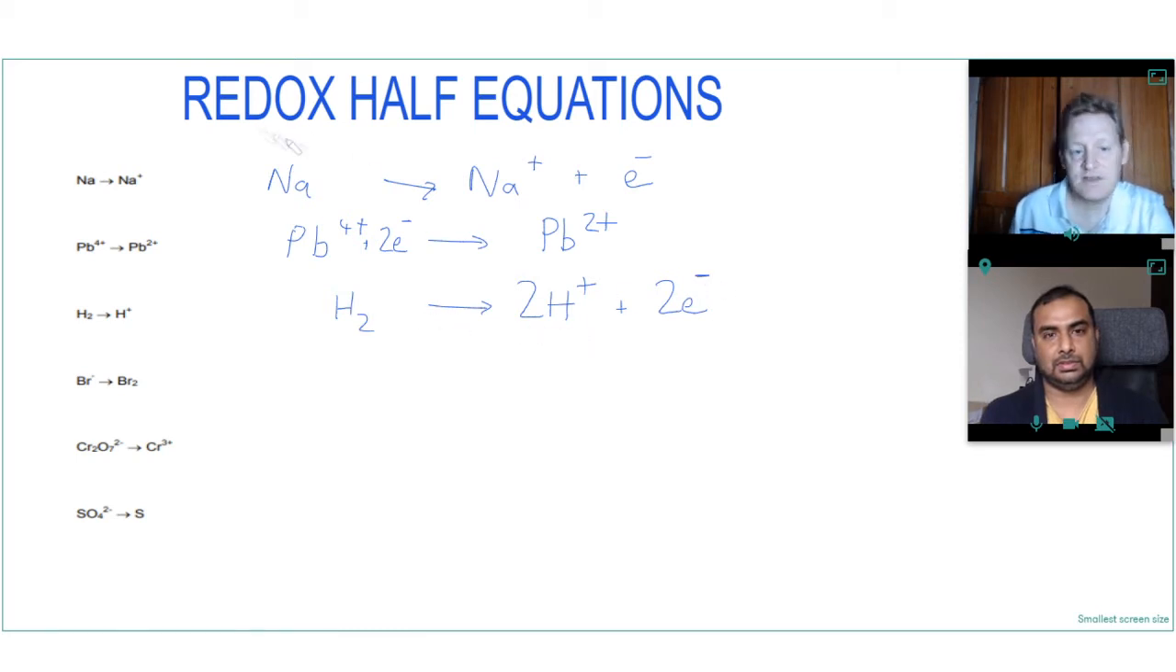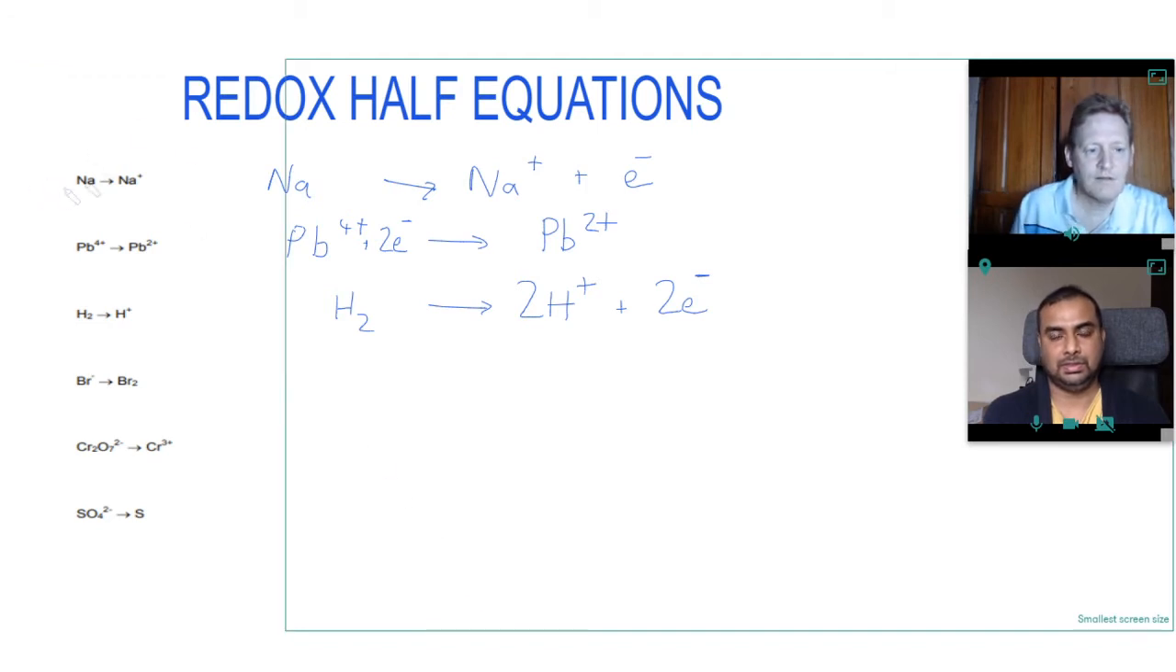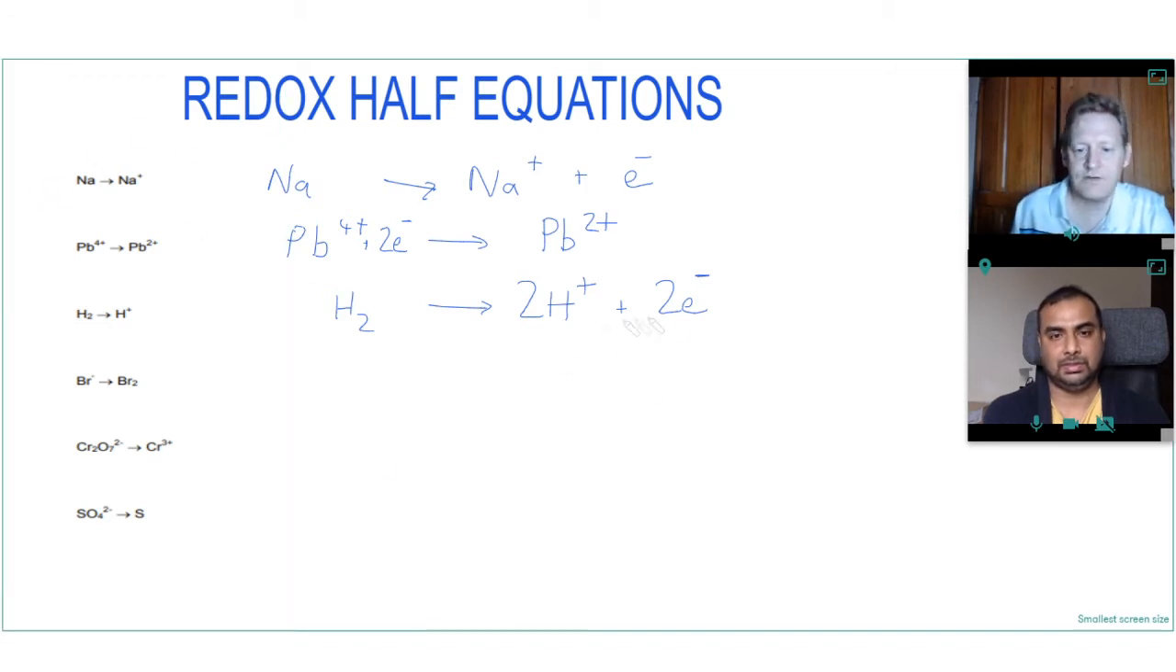Because this is redox, this is oxidation and reduction. So has the hydrogen here been oxidized or reduced? Reduction is the gain of electrons, and oxidation is the loss of electrons. Since electrons have been lost by the hydrogen, the hydrogen's being oxidized. Yeah, exactly. So we've had a loss of electrons, which is oxidation.